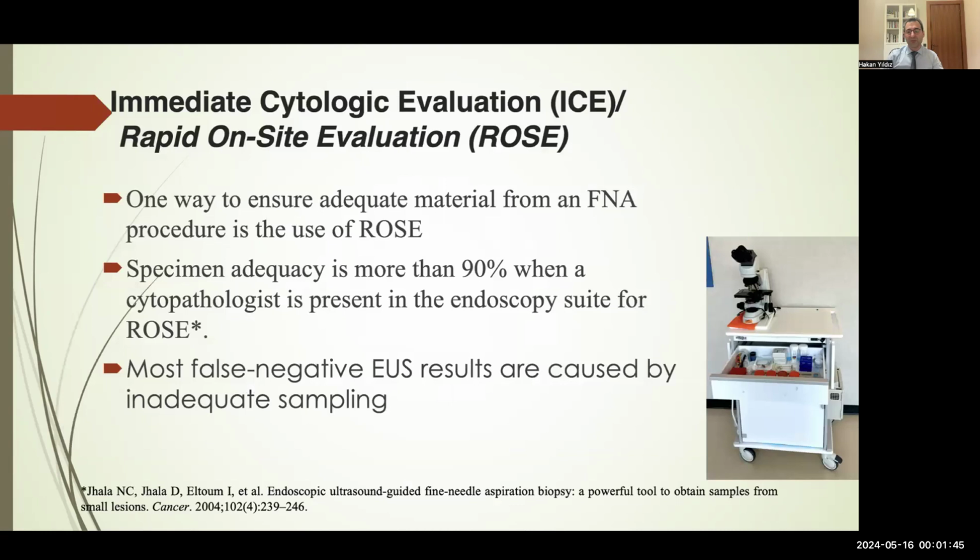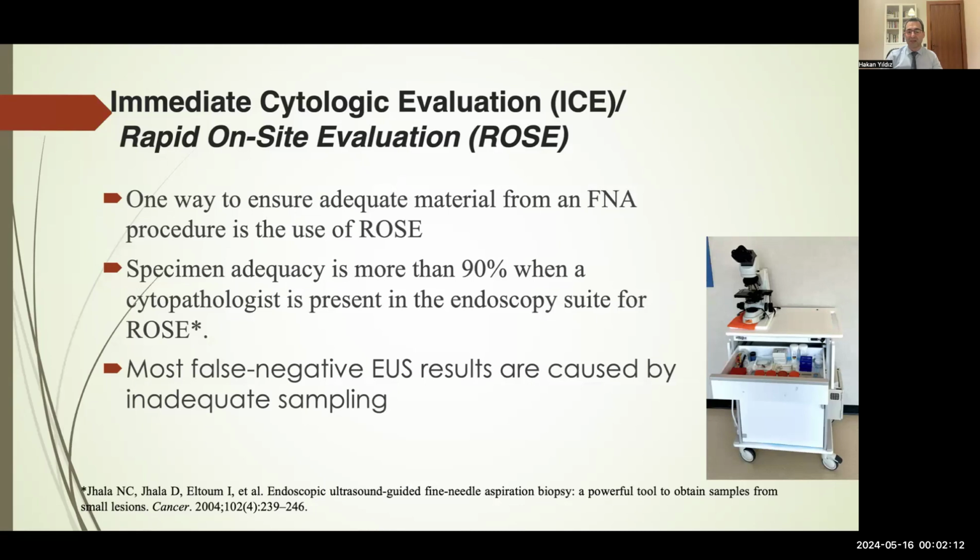The other important issue for us is rapid on-site evaluation, ROSE, or immediate histology evaluation. One way to ensure adequate material from an FNA procedure is the use of ROSE. Specimen adequacy is more than 90% when a histopathologist is present in the endoscopy suite for ROSE. Most false negative EUS results are caused by inadequate sampling.